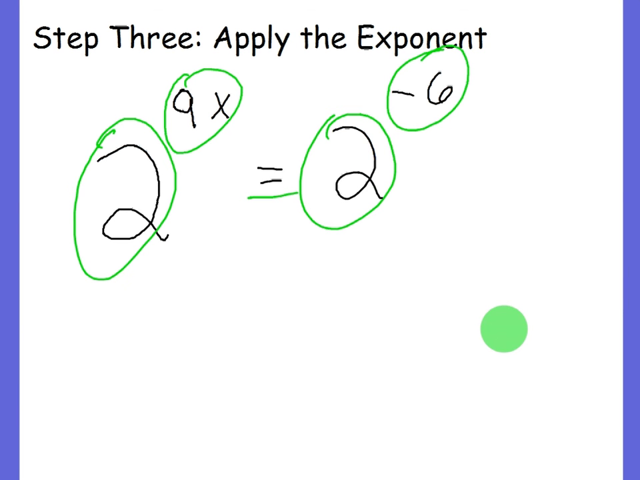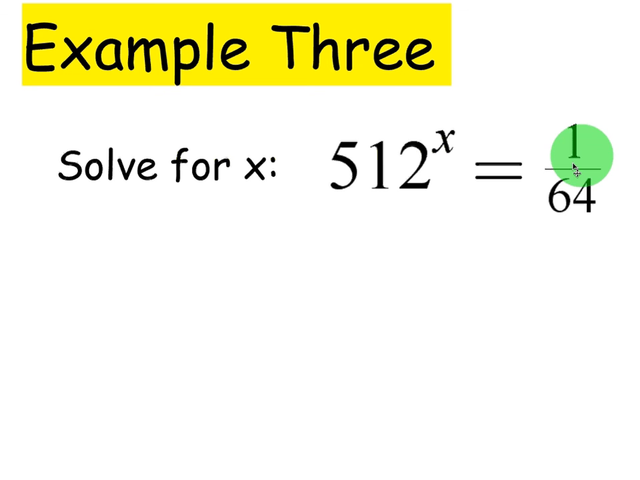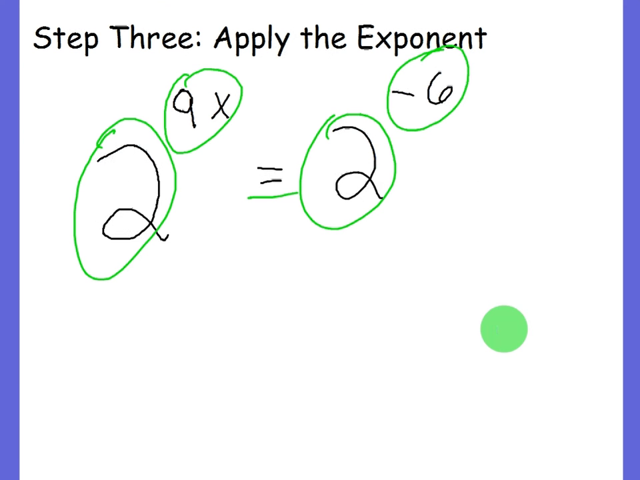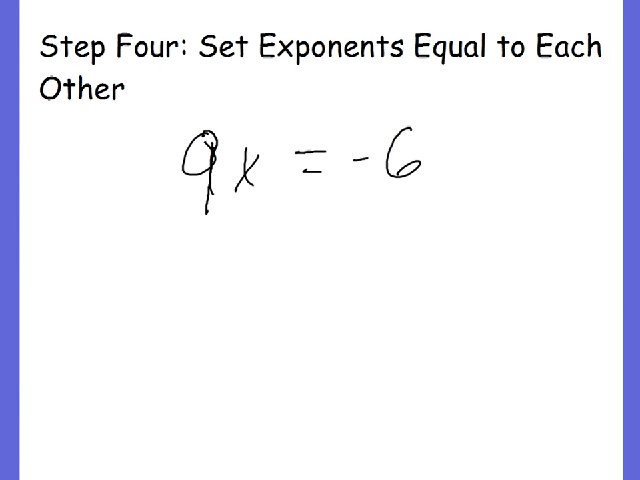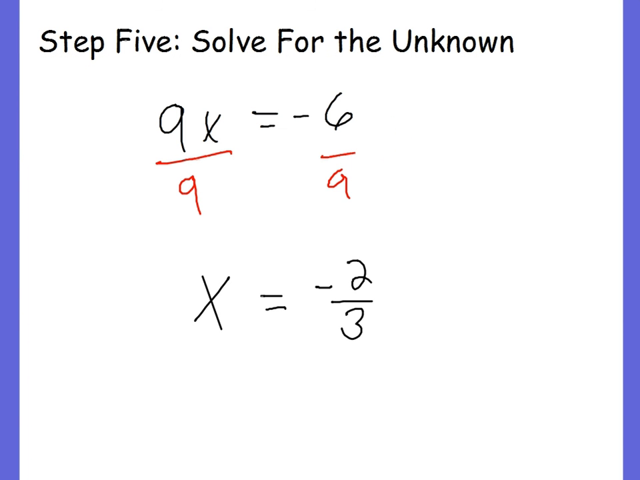Well, going back to 1 over 64, that can be written as 2 to the -6. So now that we have the same base, we can set the exponents equal to each other. So we're going to have 9x equals -6. Just like this. So how would you solve for x from there? Divide by 9. Thank you. Divide by 9. And you do need to reduce the fraction. I know 6/9 reduces to 2/3, so -6 over 9 reduces to -2/3.